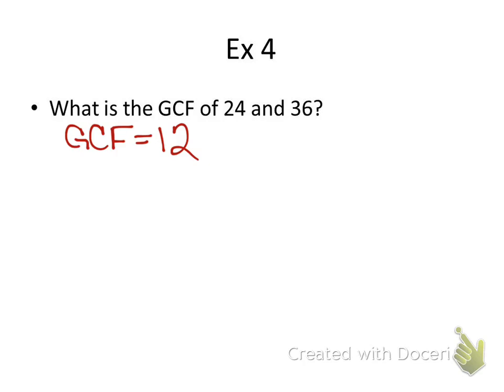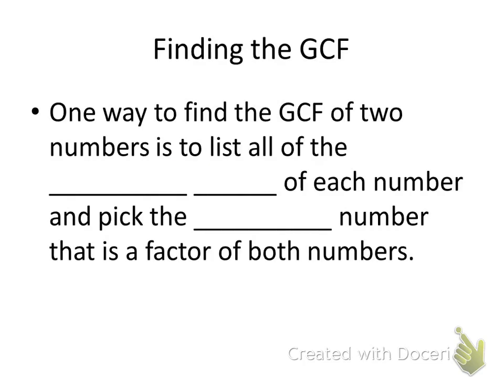Somewhat. Okay, so now let's talk about how we find the greatest common factor. So one way to find the greatest common factor of 2 numbers is to list all of the what? What do you guys think? Read through there. Think about it. Stop and think. One way to find the greatest common factor of 2 numbers is to list all of the blank blank of each number and pick the blank number that is a factor of both numbers. What do you think? I'm going to say greatest common factor again. No, common factor. Okay. How about factor pairs? So you're close.